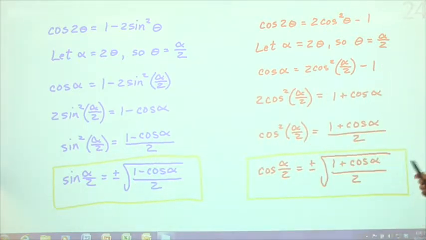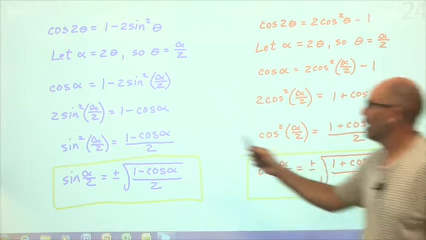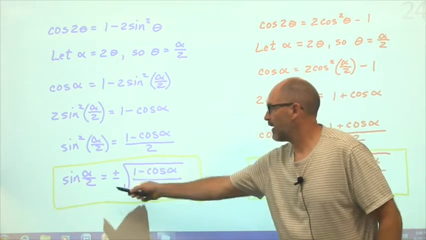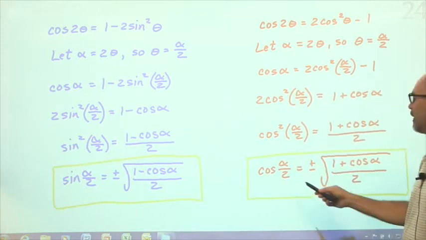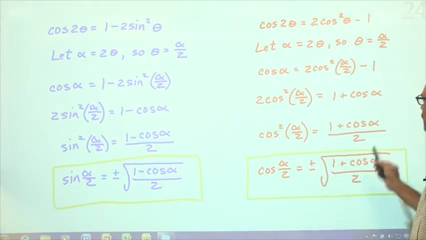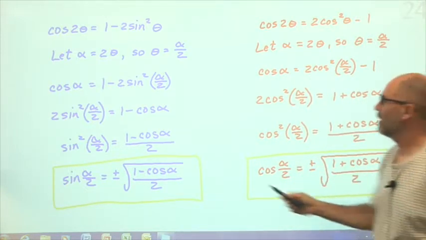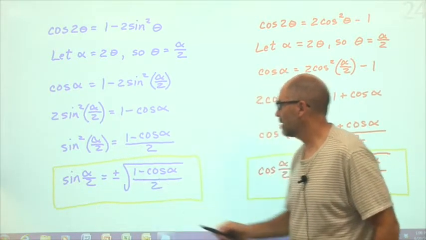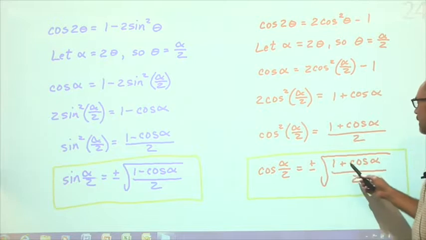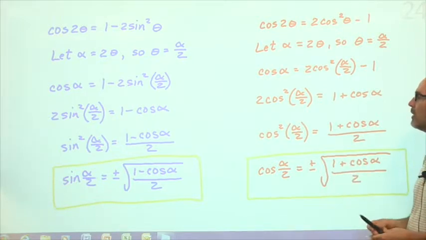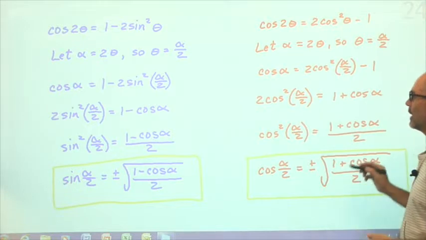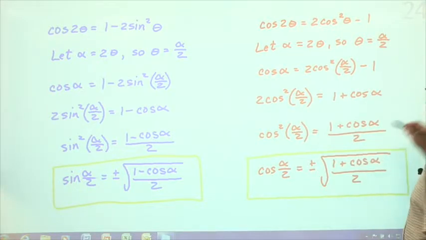Now, the key thing to remember here is they both have cosine in them. Sine of alpha over 2 or cosine of alpha over 2 both use the cosine. The sine is the visiting team, so it has a minus, and the cosine is the home team, so it has a plus. So notice this is really similar to the power reduction identity.